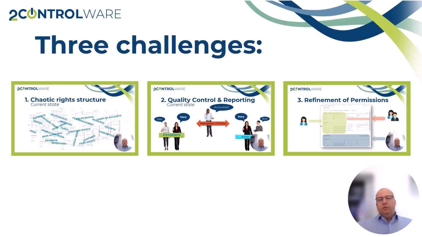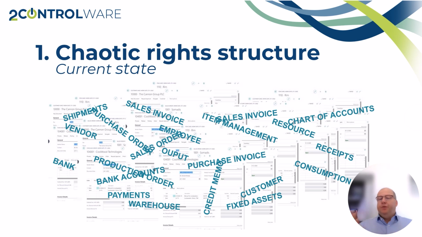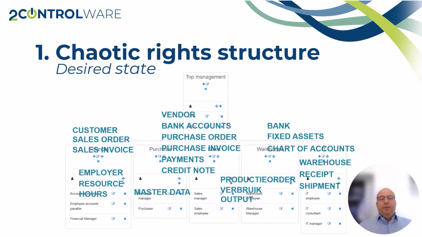What we solve with our solutions are basically three challenges. To start with is the chaotic rights structure. Of course, you think about rights structure, you don't want this chaos. However, over time, we see that with more and more customers, things change, people change roles, new people come into the company, and therefore it becomes more and more scattered and less like the desired situation where you would have your organization chart and your roles and your permissions, etc., set up in line with that organization chart. So that's what we want to achieve there.